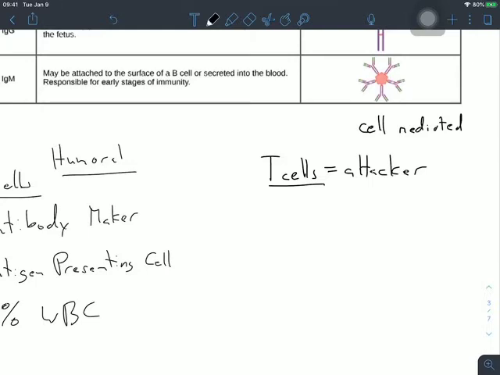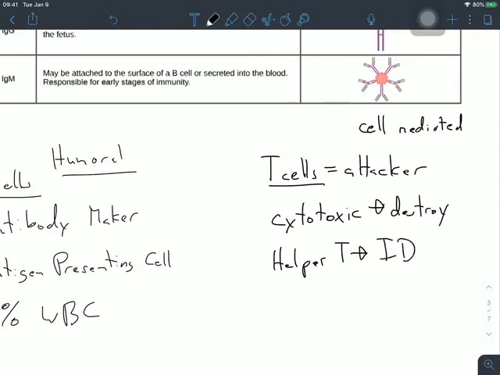There are 3 different types of T cells. You have your cytotoxic, which destroy things. Your helper T, that identify infections or other infected cells. And then you have suppressor Ts. They turn off B and T cells.